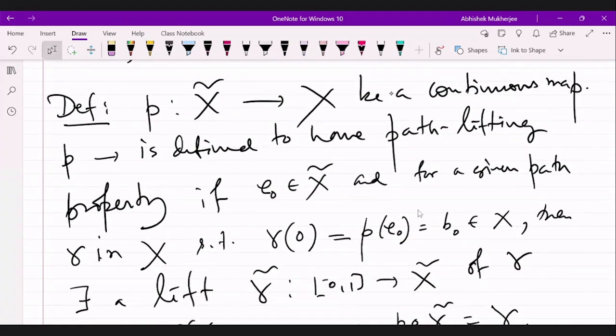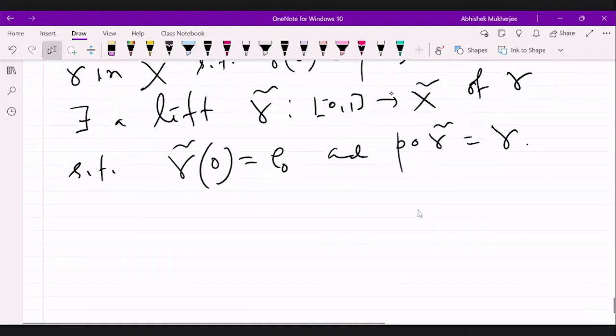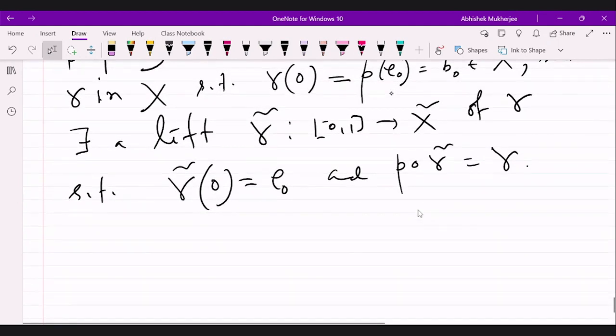That means we are going to set our goal to prove that any covering map will have the path lifting property. Good. So with this one, I would like to stop.